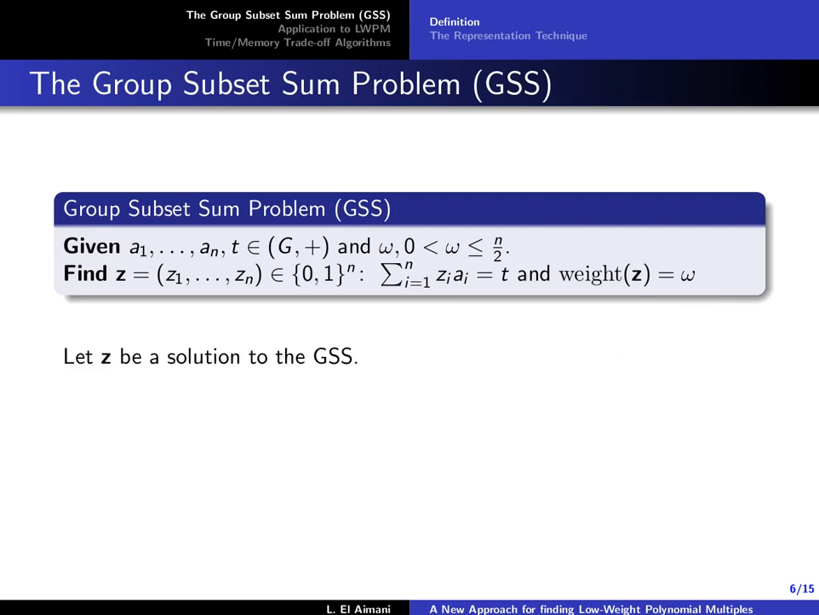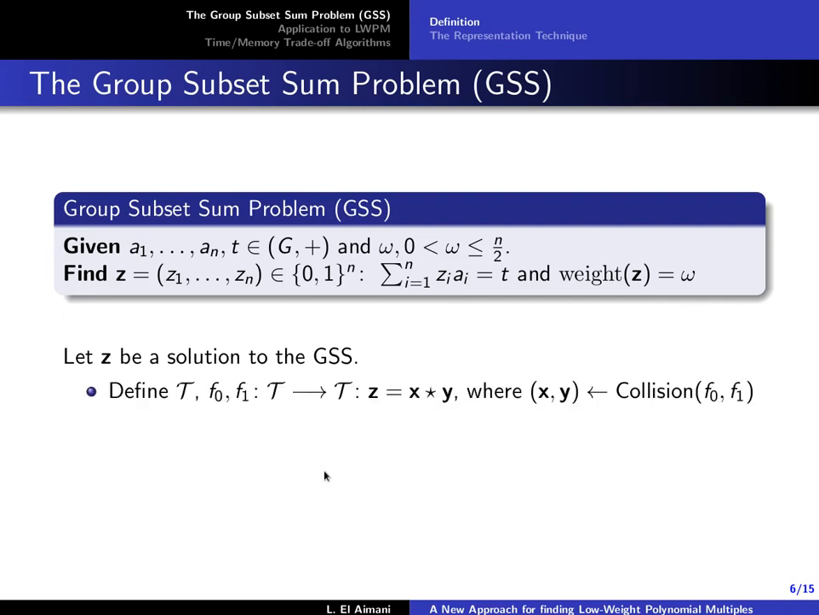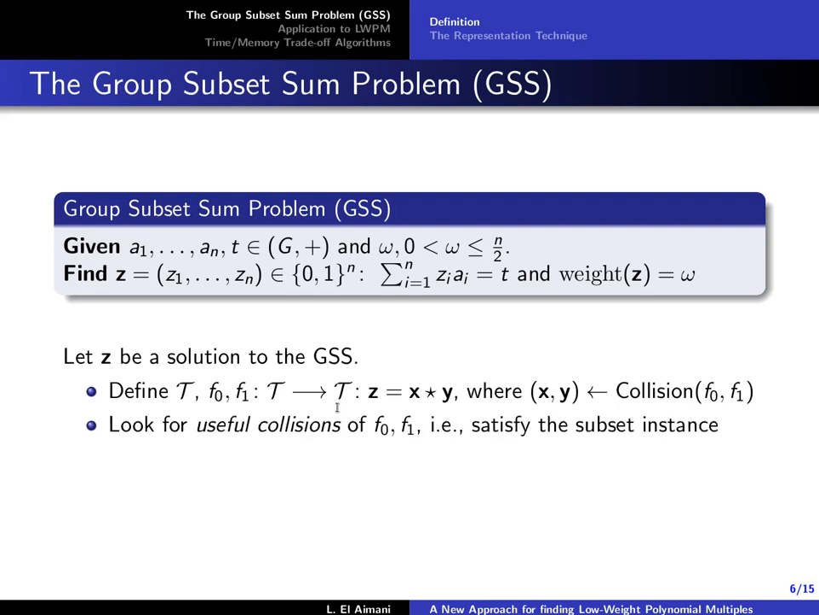Let now Z be a solution to the group subset sum problem. The representation technique consists in splitting the solution Z into a pair (x, y), which is a collision of two random functions f0 and f1 to be defined properly. So f0 and f1 are random functions from some set T to itself. The idea of the algorithm consists then in looking for collisions of f0 and f1 that satisfy the subset sum instance, which means that satisfy this equation and this weight condition.